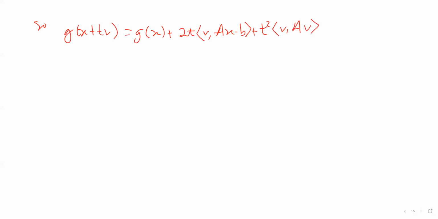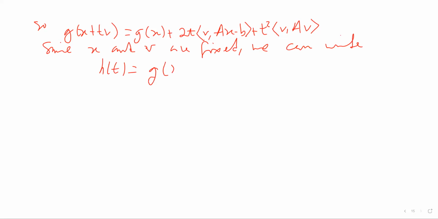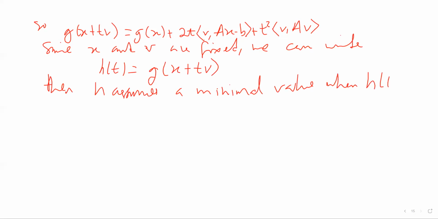So that's J(x) + 2t<v, Ax − b> + t²<v, Av>. Since x and v are fixed, we can write an h(t) function to represent J(x + tv). Then h assumes the minimal value when the derivative is zero.